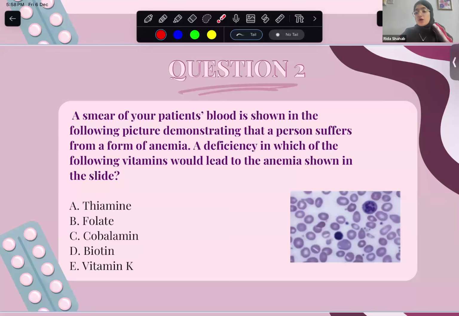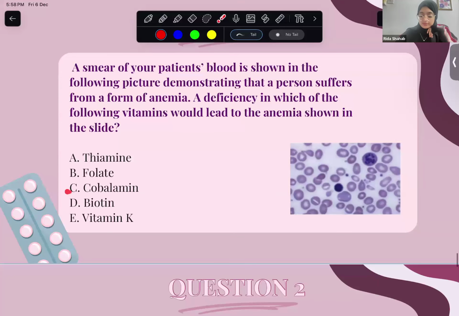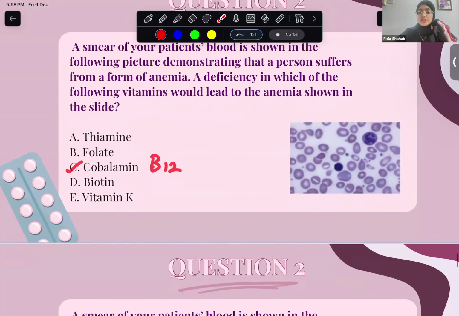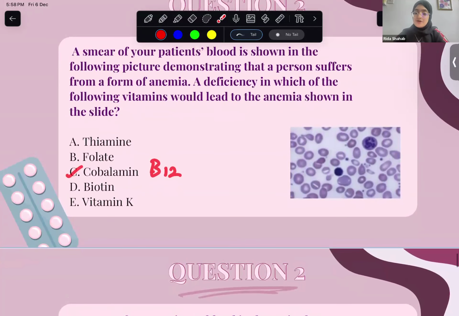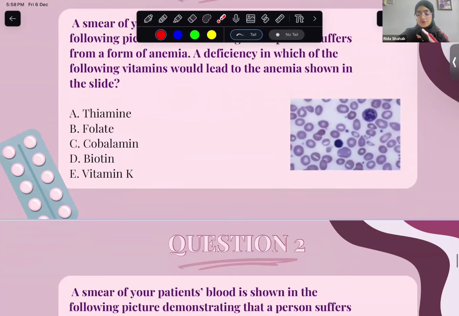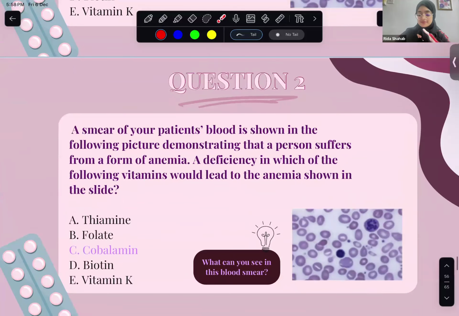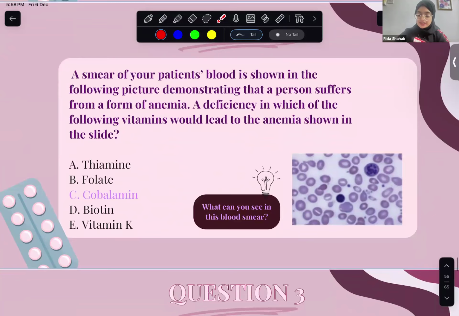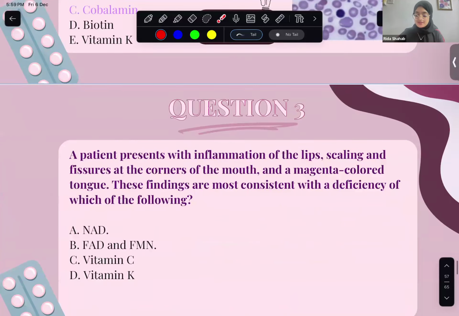Can someone tell me what causes megaloblastic anemia? Which vitamin it is? Cobalamin. Good job. So cobalamin, B12, is what causes megaloblastic anemia that you can see here. No, B6 causes sideroblastic anemia. B12 causes megaloblastic anemia. Okay? I used to be confused too, guys. Don't worry. You're all going to get used to it.